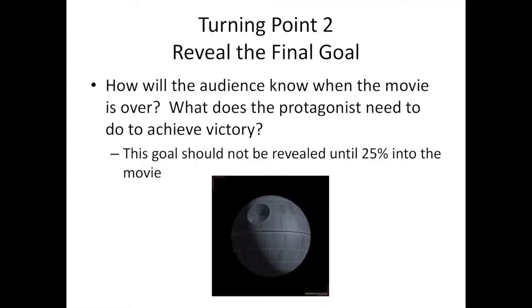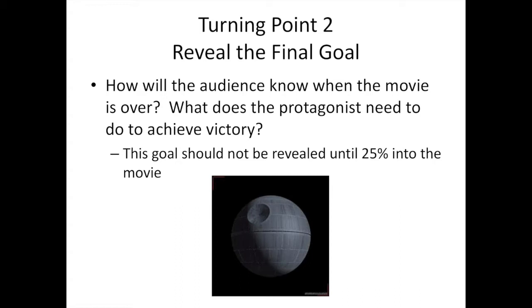During turning point 2, you need to reveal the final goal. What is the point of this movie? What do our characters need to do to know that this movie is over? How are you going to complete the story? Usually you don't want to do this right at the very beginning. You wait a little bit. You want to introduce your characters first and get to know them, and then all of a sudden you realize that there is something they need to do in order to complete this.